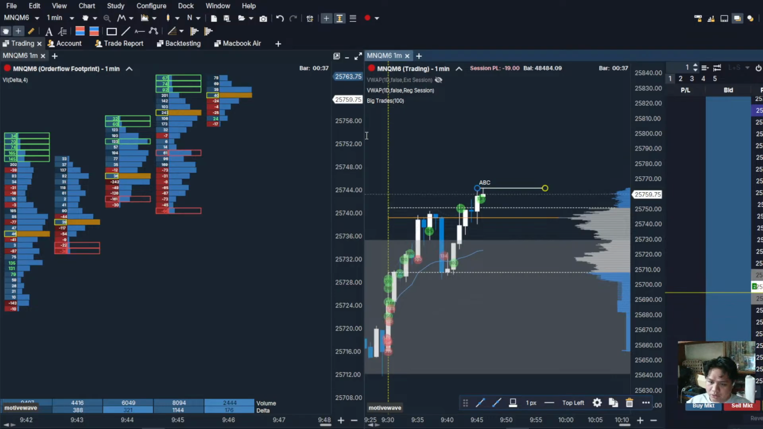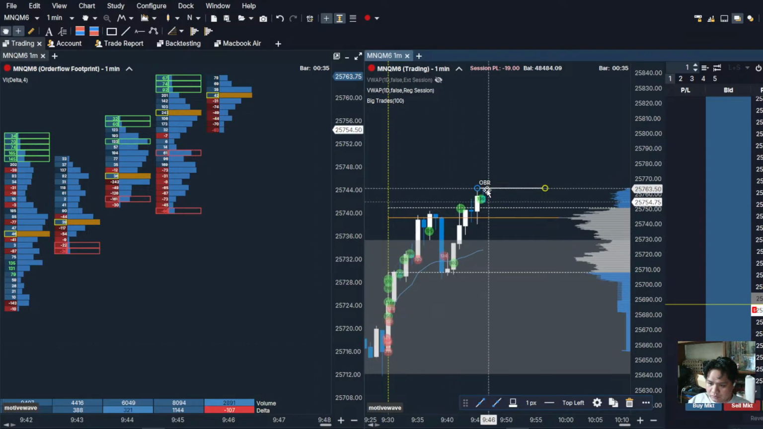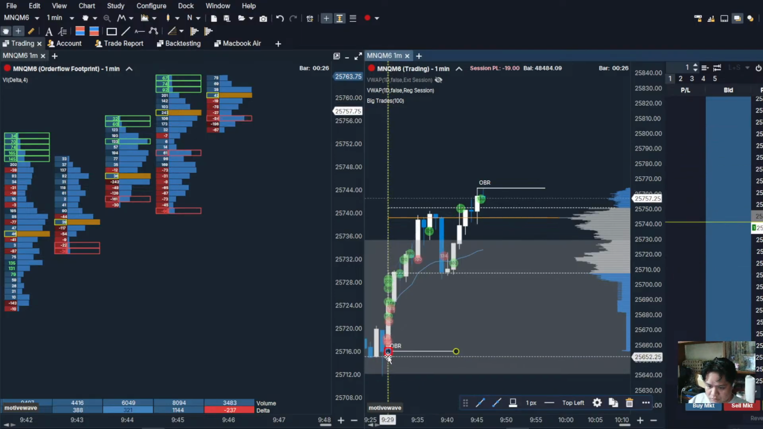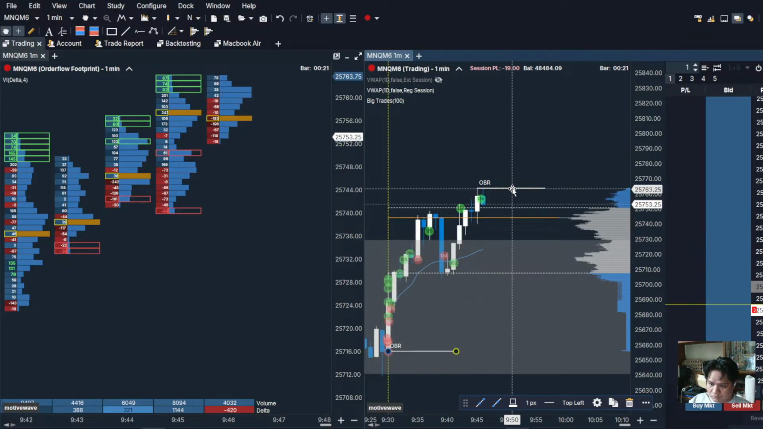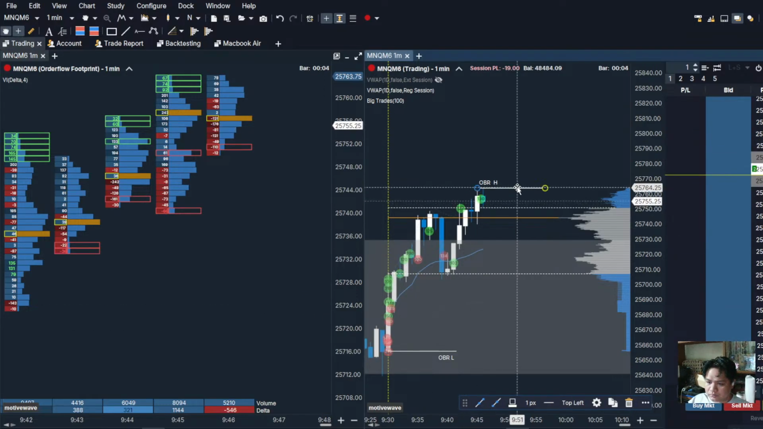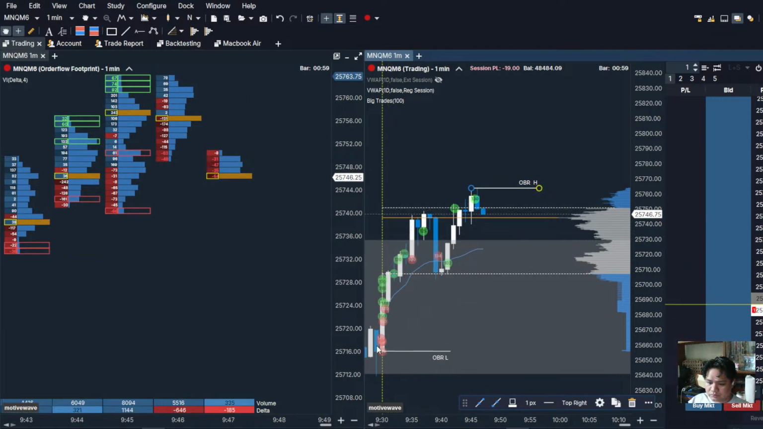Okay, it's our OBR. Let's copy that. What's the lows? Lows is at the opening. Let's make that OBR high. This is OBR low. We're gonna use bottom left, bottom right, top right.